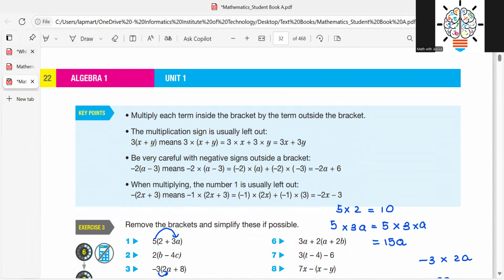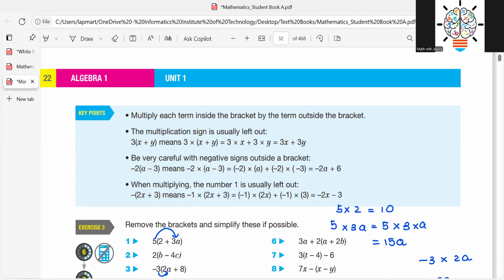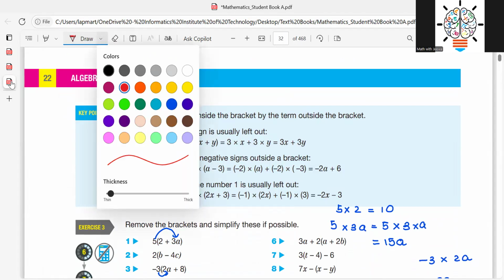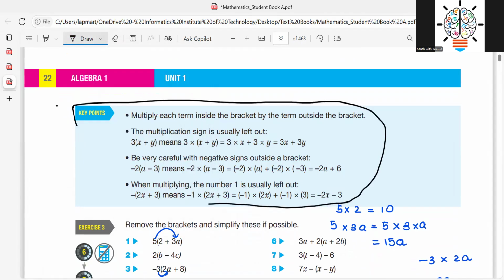After copying down all these 6 examples, you can copy down these key points, this part. It explains the same thing, but you can write it in black color as the summary.